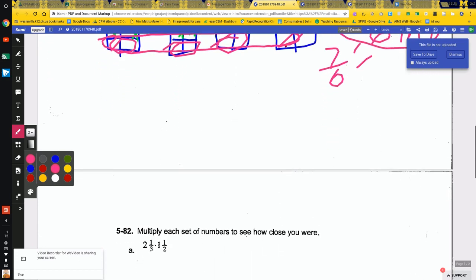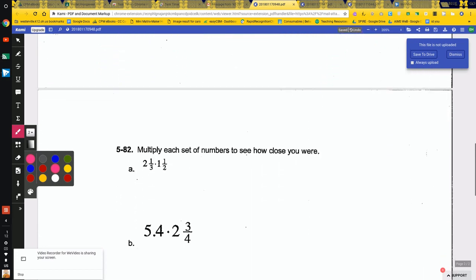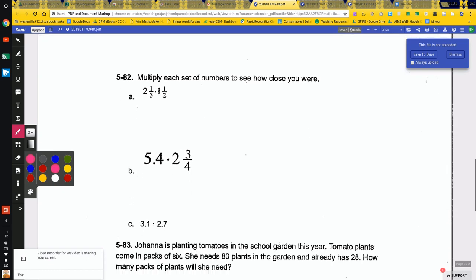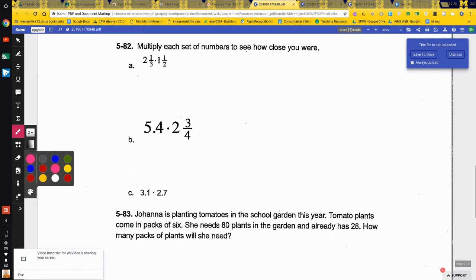Going on to the next page. Multiplying. So it looks like here we got our mixed numbers. 2 ways to do it. You can convert them into improper fractions. Looking at this one, this is a decimal, but we'll get there. So 2 1/3 times 1 1/2.